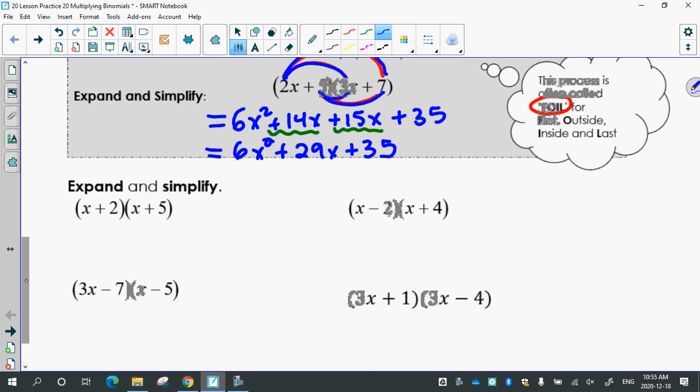So remember, your firsts get multiplied together, your outsides, your insides, and your lasts. Put an equal sign at the left and see if you can figure out the 4 terms if you multiply each term in the first bracket by each term in the second bracket, by your 4 terms.